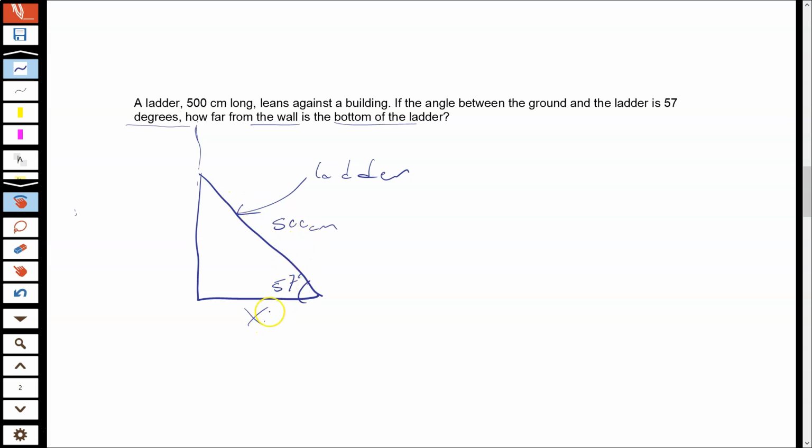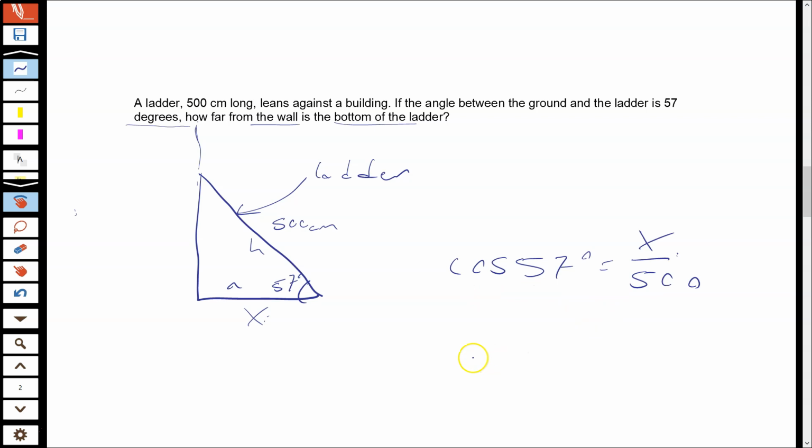So we need to find this x. We know 500 and we know 57 degrees. This is a SOHCAHTOA problem, right? And what we have based on 57 is adjacent and hypotenuse. So we'd say cosine of 57 degrees equals x over 500. Make sure you have the x on top because x is the adjacent side in this case. Okay?